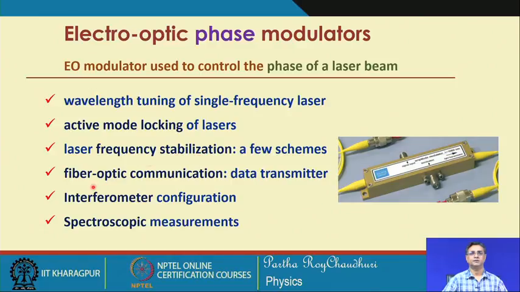We will not discuss those things, but the basic task is that by using an electro-optic modulator, the phase can be modulated. It is also widely used in fiber optic data communication, as data transmitters, because the information in the form of an electrical signal can be impressed onto the light signal through an electro-optic modulator. It could be in the form of phase modulation or amplitude modulation. Then interferometric configurations, several of which are already well known in photonic devices, are used for sensing applications, signal processing and spectroscopic measurements also.